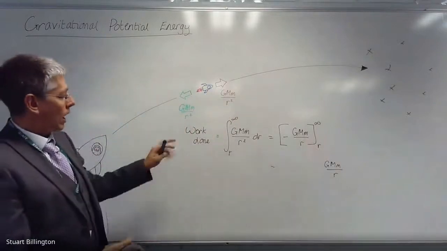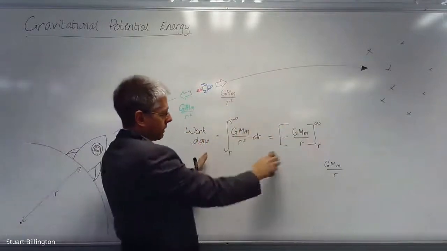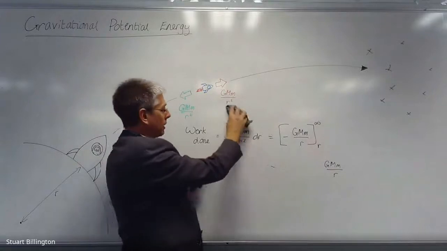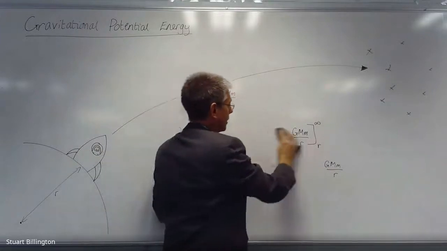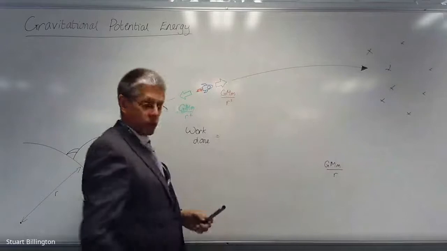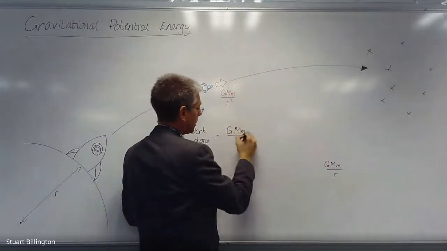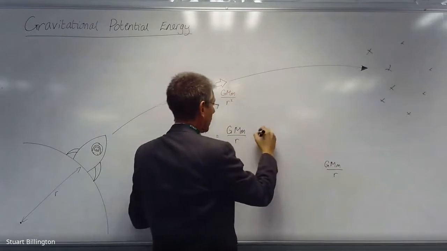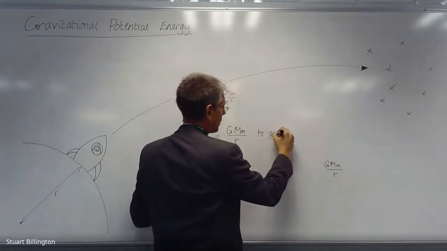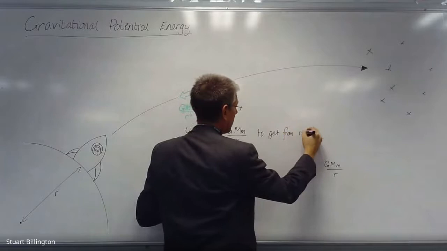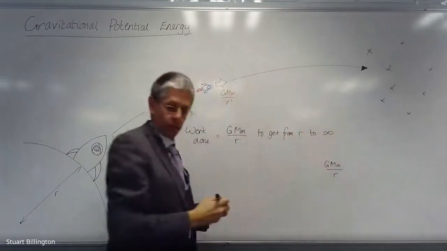So if I get rid of this bit, because that's not the examinable bit, if I get rid of the integration bit, we are just left with this expression to get from r to infinity.